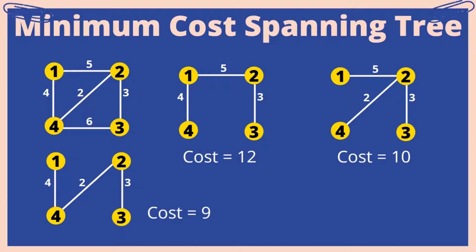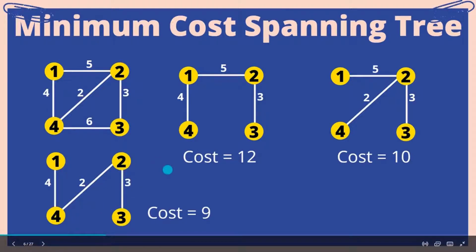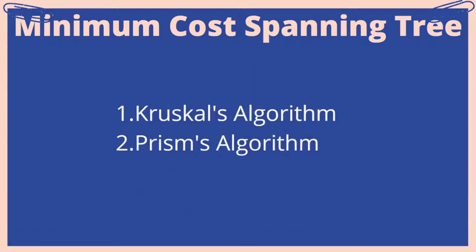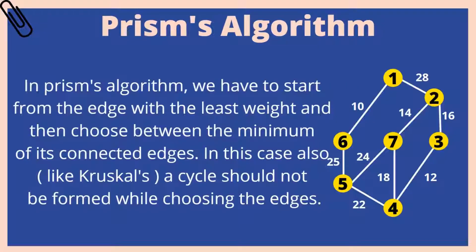So is there any method through which we can find this graph or the minimum cost of this spanning tree? So yes, there are two types of algorithms. One is Kruskal's algorithm and the second one is Prim's algorithm. In Prim's algorithm, we have to start from the edge with the least weight and then choose the minimum of its connected edges. In this case also, a cycle should not be formed while choosing the edges.